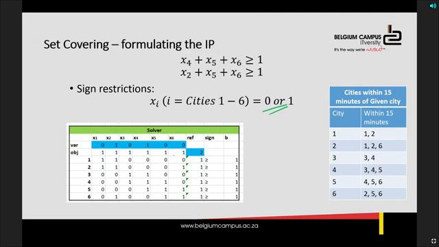So let me ask you, what is the solution? Which cities will have fire stations? If you look at that solution. Yes, cities 2 and 4. The rest don't have fire stations. So you've got a total of 2 fire stations.